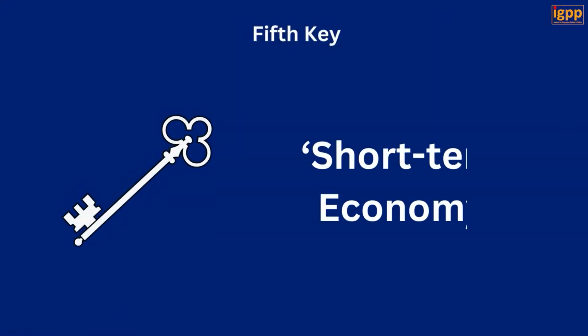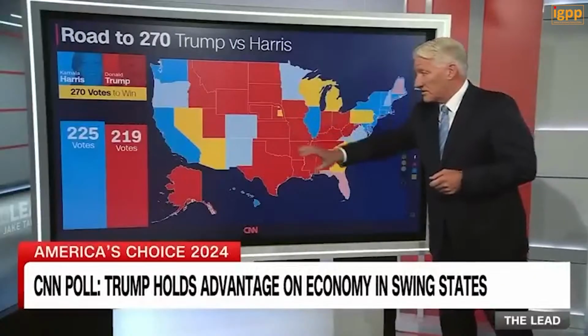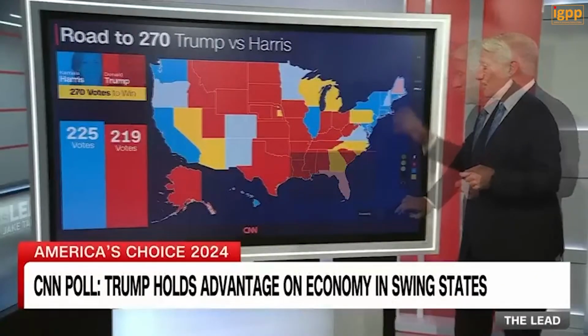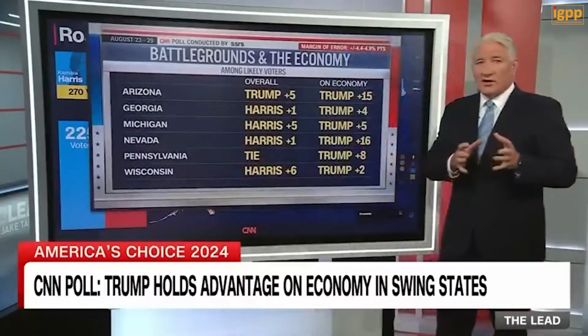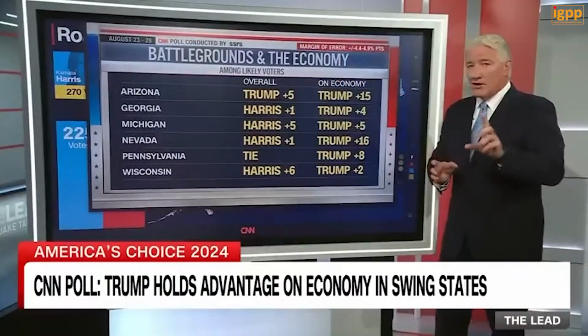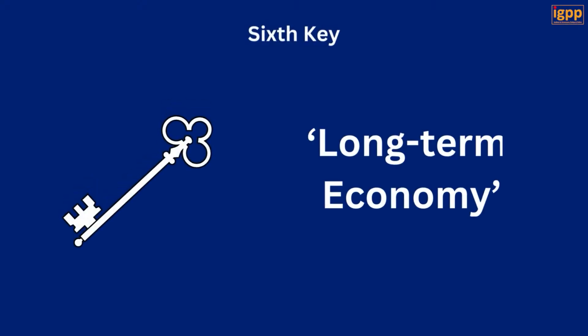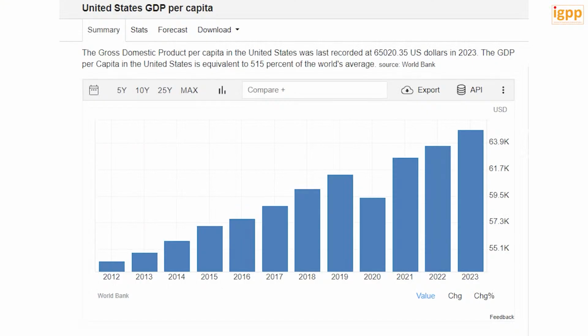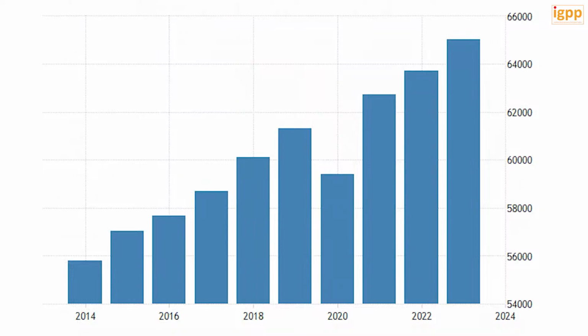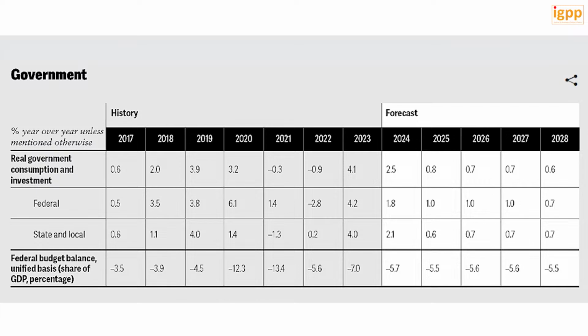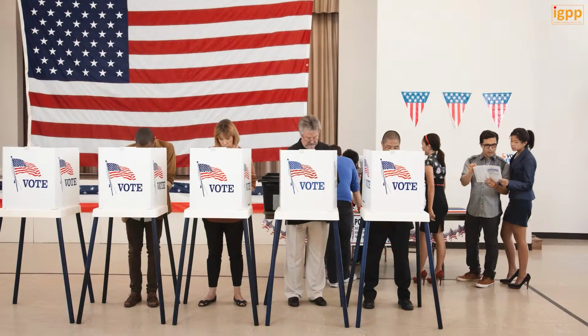The fifth key, short-term economy, considers the state of economy during the election campaign. An economy that is not in recession is generally favorable for the incumbent party. The sixth key, long-term economy, requires that the real per capita economic growth during the incumbent's term meets or exceeds the average growth of the previous 2 terms. This reflects the long-term health of the economy, which can influence voters' perception of the incumbent party's performance.